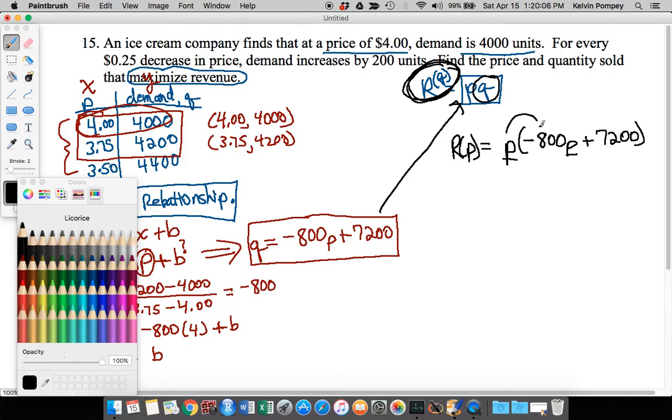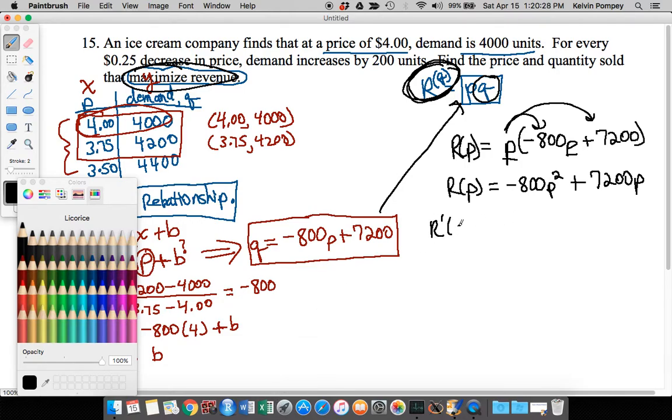Okay. I'm going to use my distributive property so I can simplify this because my goal is to find the maximum. I want to maximize it, right? So I'm going to end up doing a derivative. And this is actually a polynomial. And so having it in this form is easier to take the derivative. All right, so I'm going to take the derivative, R prime of P. I bring that 2 out front. I get negative 1600p plus 7200. All right. I need to set my derivative equal to 0 so I can find my critical points because that's where the location of my local min and local maximum values occur.